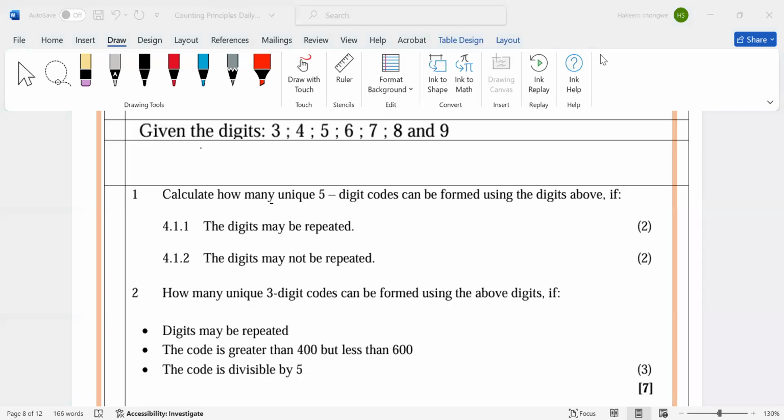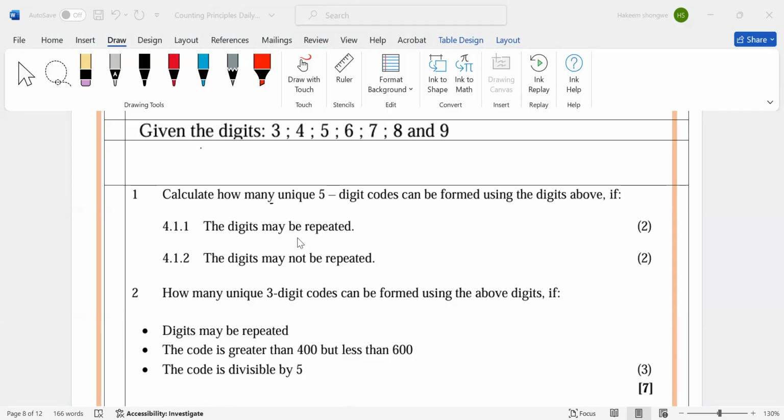They say we are given the digits 3, 4, 5, 6, 7, 8, and 9. So there's no 2, there's no 1, and there's no 0. Everyone is happy then. And then they say we should calculate how many 5-digit unique codes. We're creating a code again. How many 5-digit unique codes can be formed using the digits above?